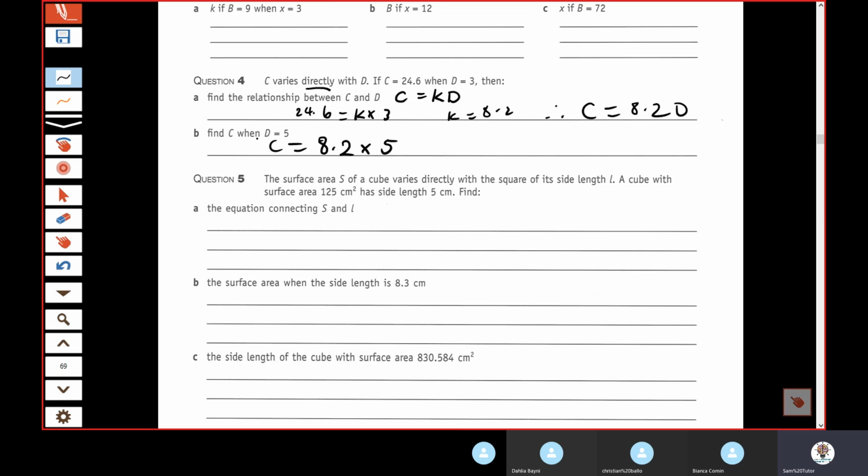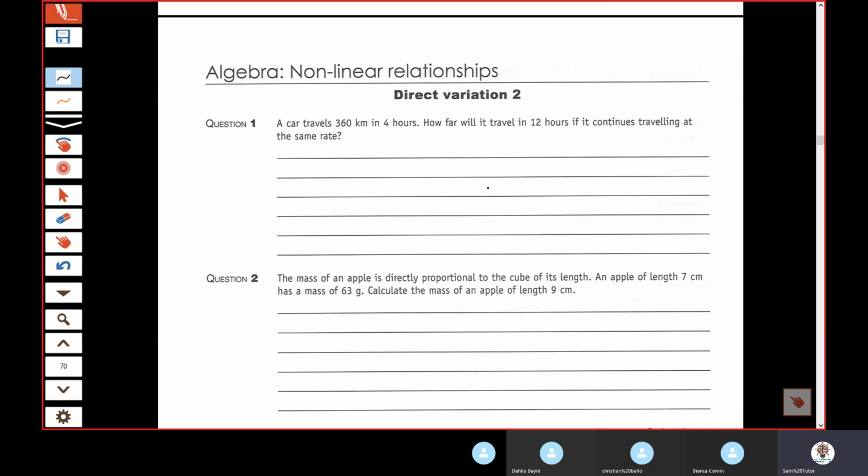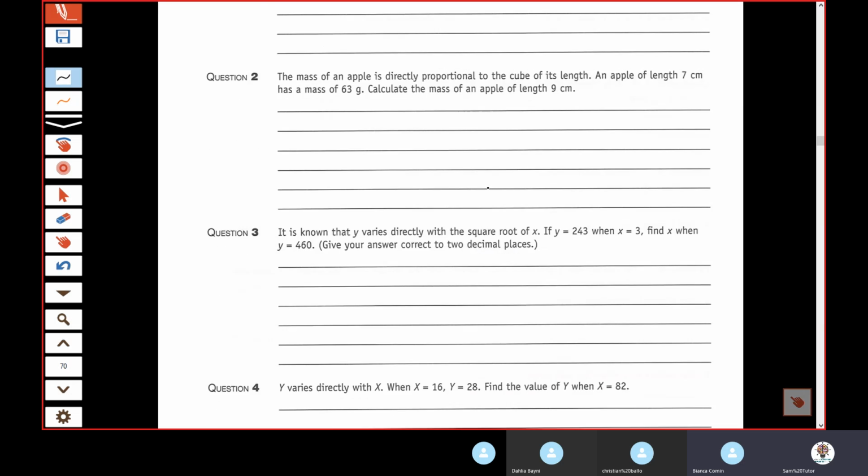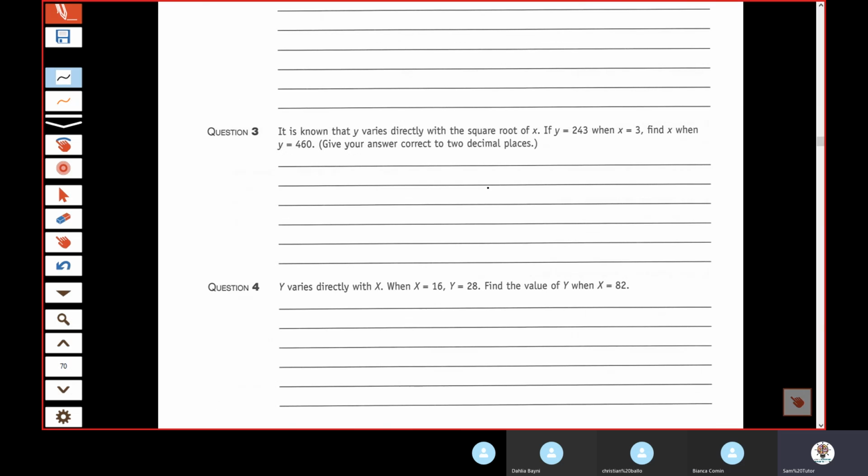Find C when D equals 5. Do we use the 8.2? Yeah. So put that into C equals 8.2 times 5. That's it. Done. And you plug that into your calculator. 41. Easy. We'll leave question 5 for next week. Let's look at a question like this. Let's see if we can get it out.